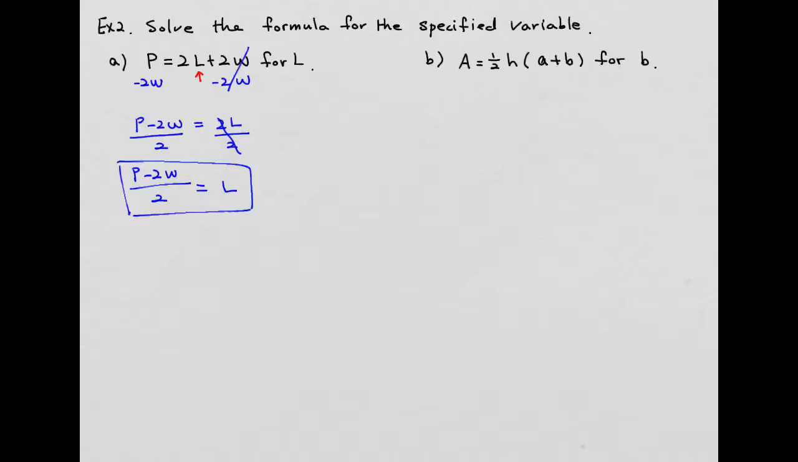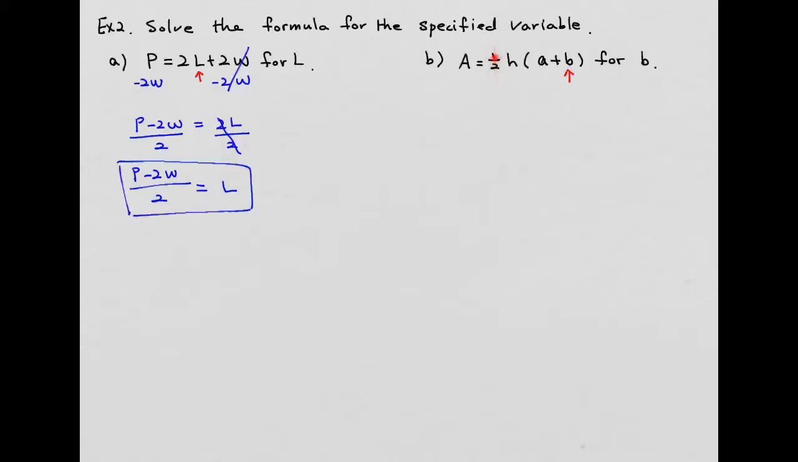Let's try another one. So this one, we have A equals 1 over 2 times H times (A plus B). And this time we're trying to solve for B. And let's see, where is B in this formula? Right there, right? So we wanted to isolate that. It means we wanted to get rid of additions. This is the addition, right? Additions and all these multiplications also. And this one, because you have a parenthesis, you get rid of this multiplication first.